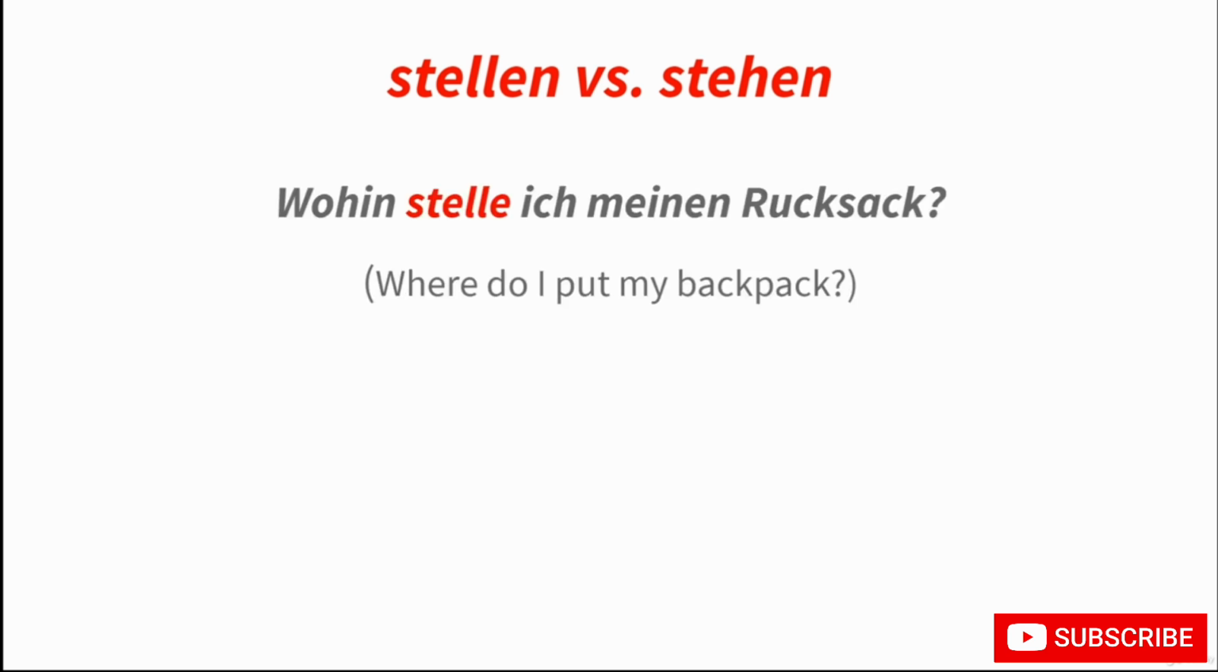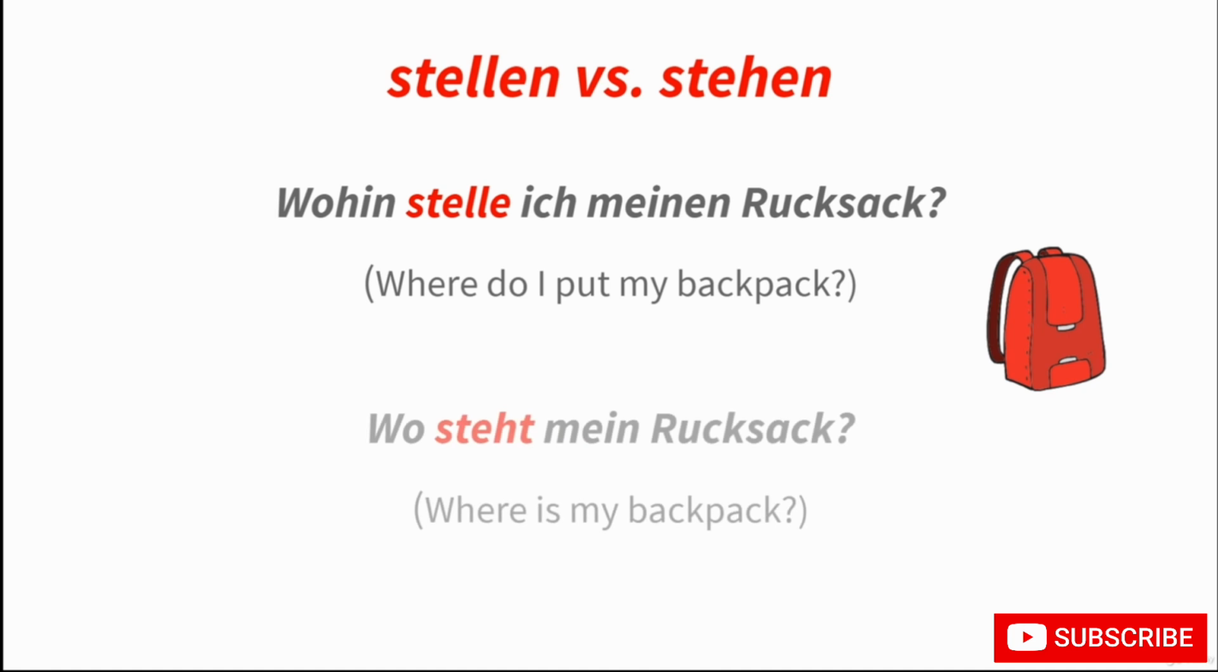At first, I want to ask a question by using these verbs. As I said before, stellen means to put and it gives action. As you remember from the previous lesson, when there is an action, then wohin must be used. Wohin stelle ich meinen Rucksack? Where do I put my backpack? I am asking about an action. Where should I put it?